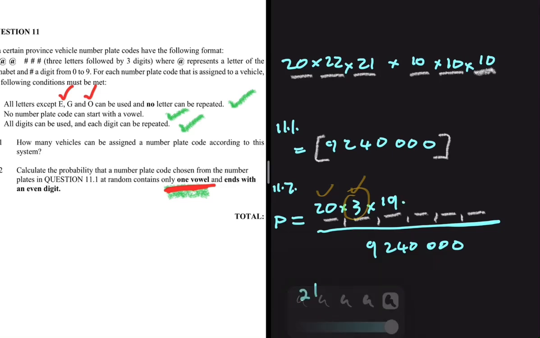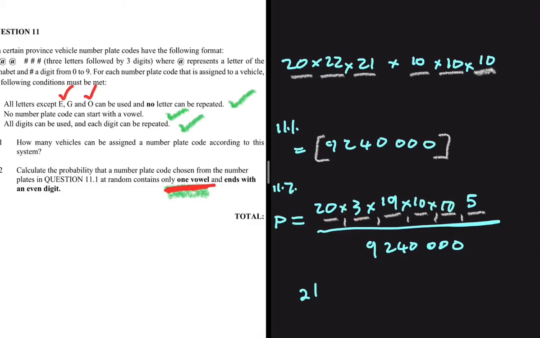Now let's come to the numbers. Our only condition is that the last digit is even. So that is 0, 2, 4, 6, 8. That is 5. So 5 possible digits can occupy the last position. Repetition is allowed. So here we can have 10 and here we can have 10.